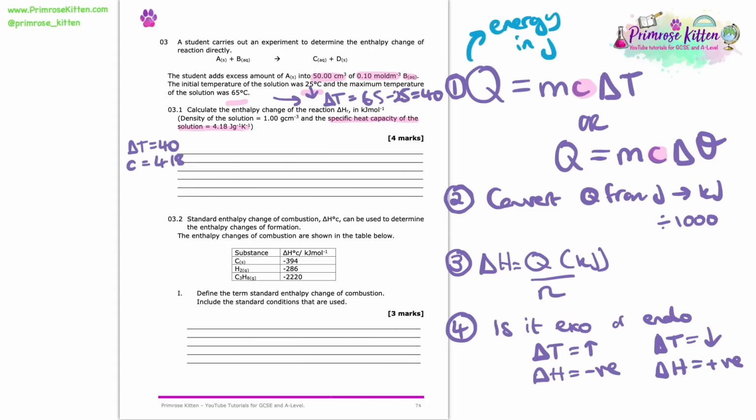We don't know the mass at the minute, do we? But we are told the volume of the solution that we have. And given the fact they've told us that the density is 1 gram per centimetre cubed, that means that every 1 centimetre cubed that you have gives us 1 gram. So if we have 50 centimetre cubed of our limiting factor, our B, then that must mean that we have 50 grams of it. So we can see that the mass is equal to 50 grams. So now we know everything that we need to work out what Q is. So it's 50 times 4.18 times 40. And we can use that now to work out that Q is equal to 8,360 joules.